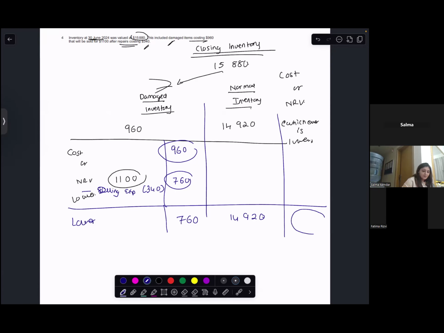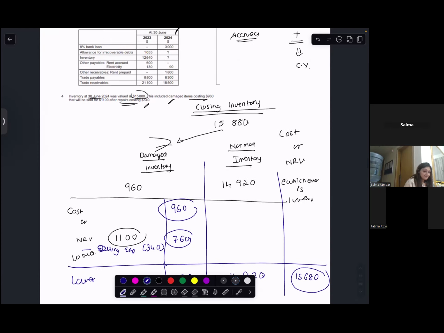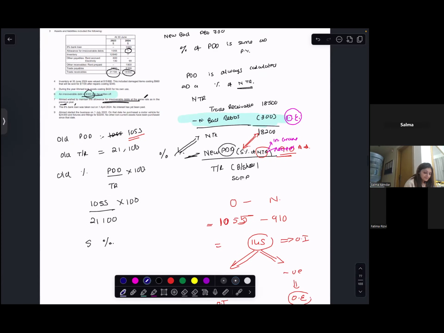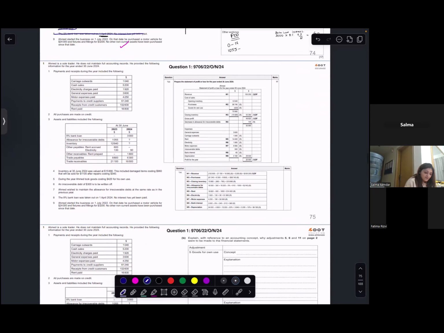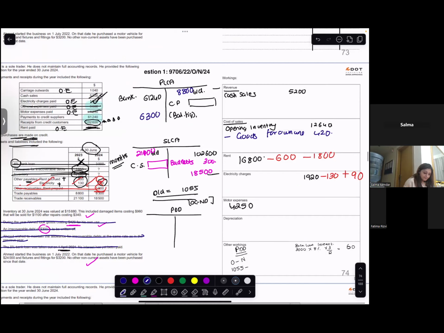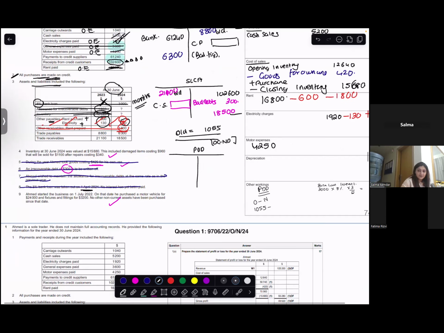Okay. So what would be my total value of closing inventory? It would be 760 plus 14,920, which is 15,680. I take it to my cost of sales: opening inventory plus purchases. I don't have my purchases, minus closing inventory 15,680. I'm giving you some time to digest and write the workings for it. I'll pause the video.